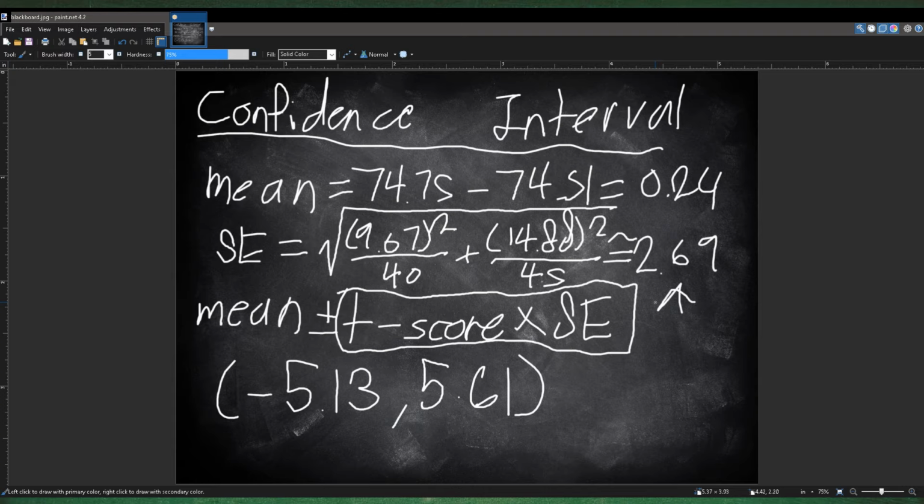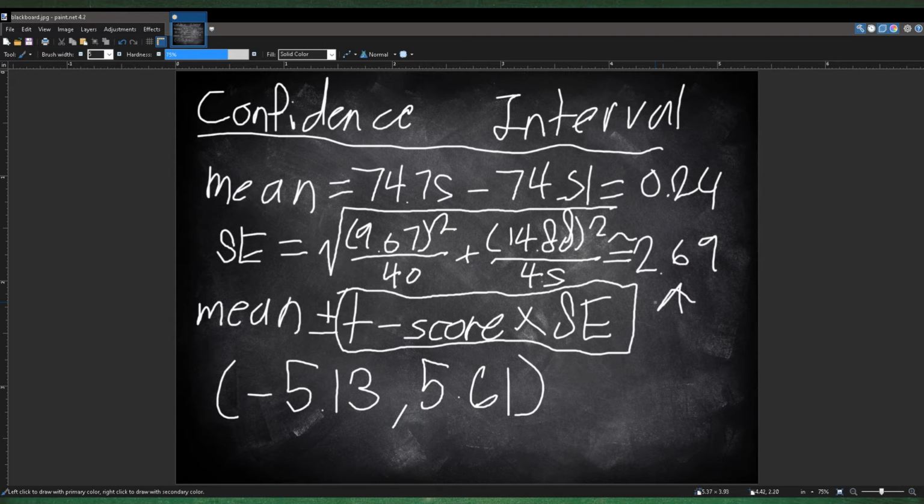And then you basically write this down in words, in context. I'm 95% confident that the true mean difference between student one's test score and student two's test score is within the interval negative 5.13 to 5.61, basically.